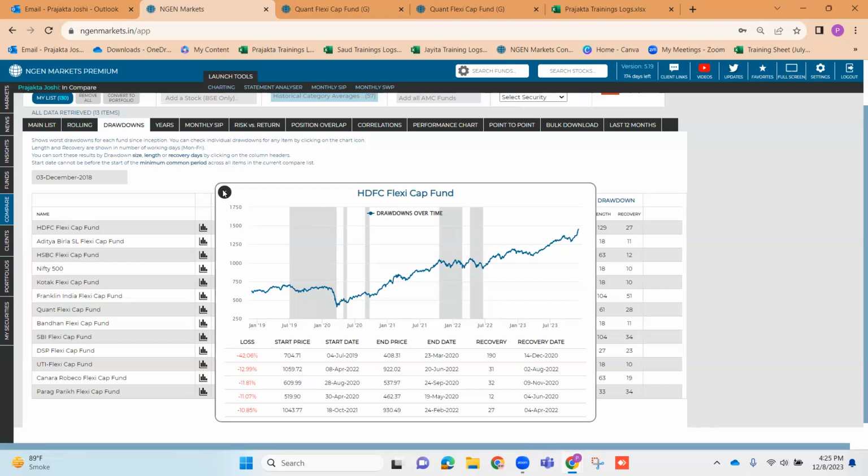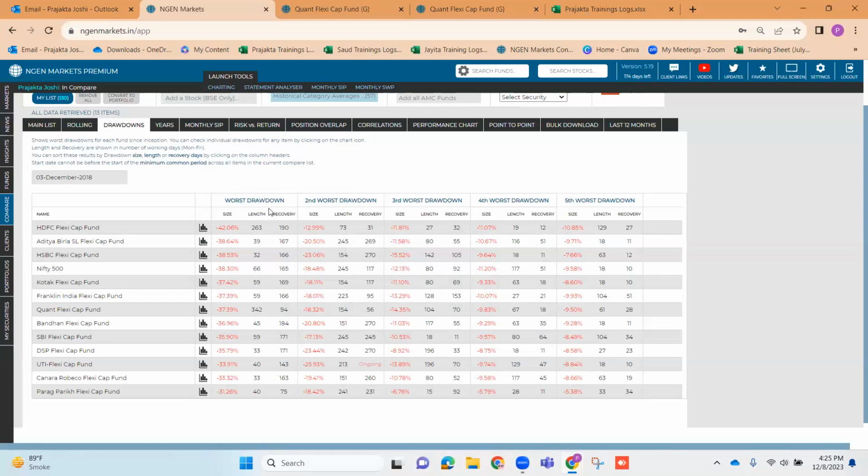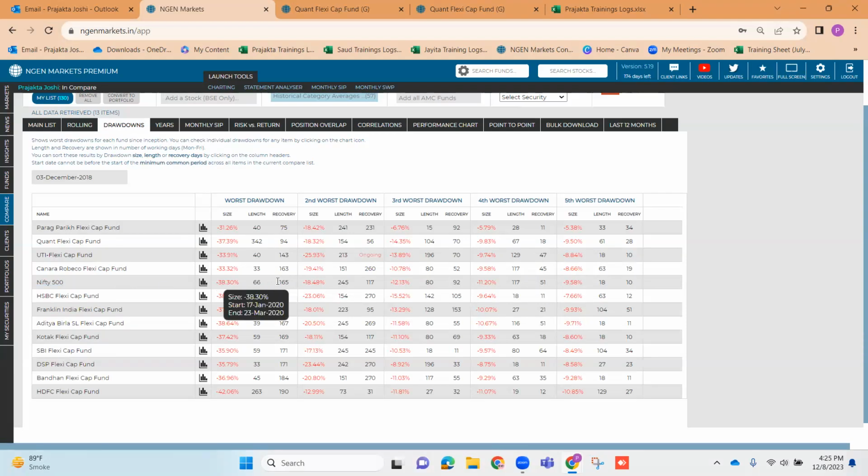Now, what you can do is simply sort it. So let's consider the number of days it has taken to recover its worst drawdown. If we sort them on the basis of recovery, we can see that Nifty 500 as a benchmark takes 165 days to recover its worst loss. On the other hand, we have these 4 funds, Parag Parikh, Quant, UTI, and Canara, which recover their worst loss much faster as compared to the benchmark.